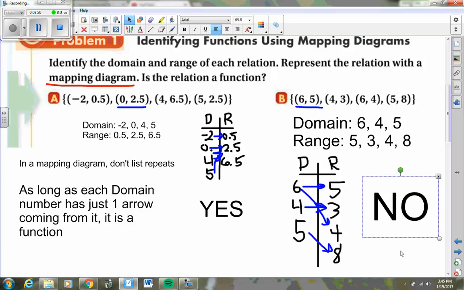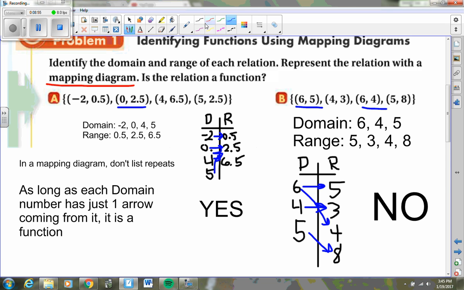Why is it not a function? Because my mapping diagram has 2 arrows coming from it. Okay? So that's one really good way to decide if something is a function or not a function. And that's simply looking at the mapping diagram for that relation. If there's not more than one arrow coming off of any of your domain numbers, you're fine. But if there is, because of a repeated domain number, right, a 6 there and a 6 here, then we have to say no, it's not a function at all.